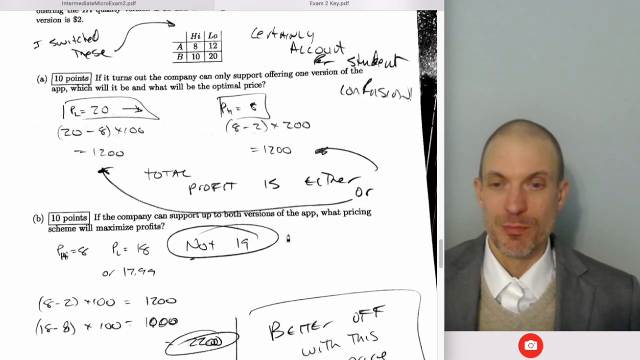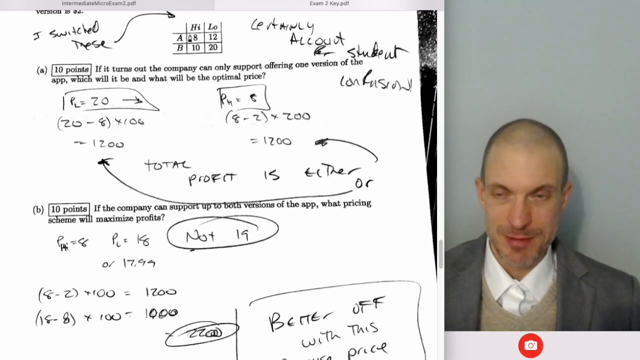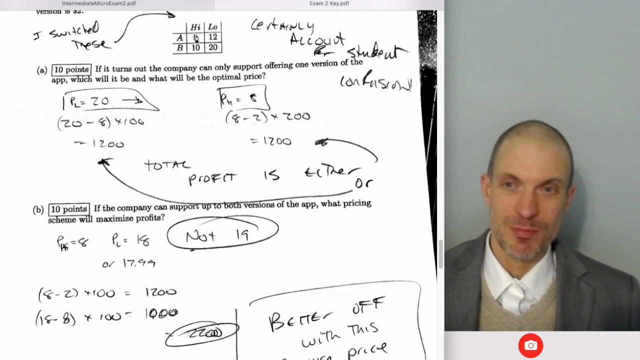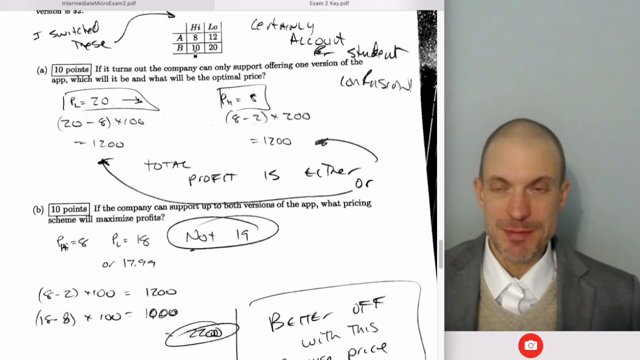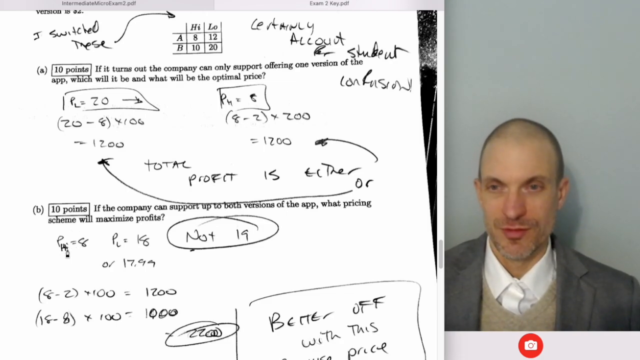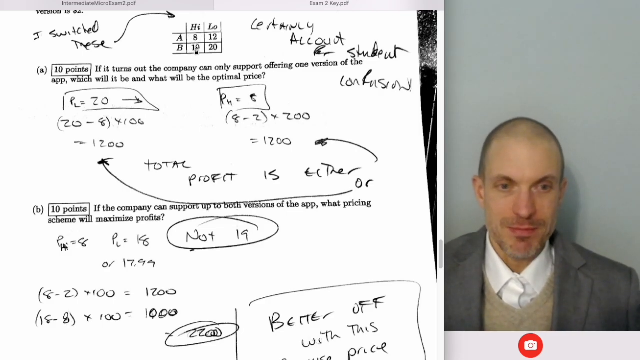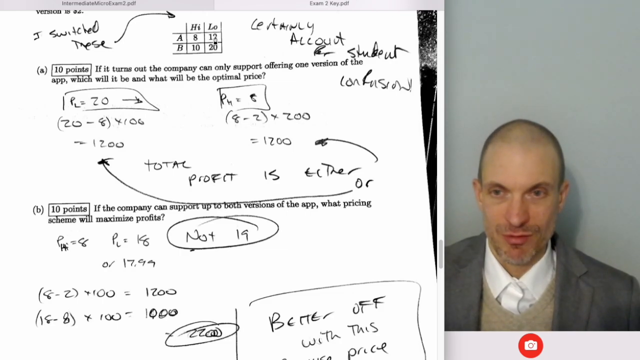Okay. If I can support both versions of the app, what pricing scheme will maximize profits? So I'm going to set this one at a price of 8. That'll keep my type A people exactly indifferent between buying and not buying. But if my type B people were to buy, they would get consumer surplus of 2 because their willingness to pay was 10. And the thing with second degree price discrimination is this price list is available to everyone and they're going to self-select. So as soon as I set this price of high at 8, my A consumers are going to buy. My B consumers might buy if their consumer surplus is higher than however I price over here.